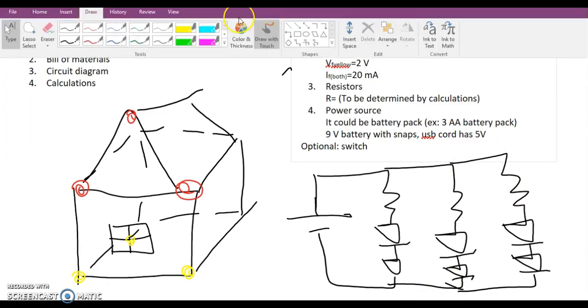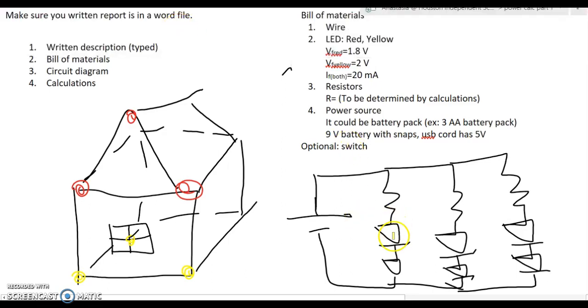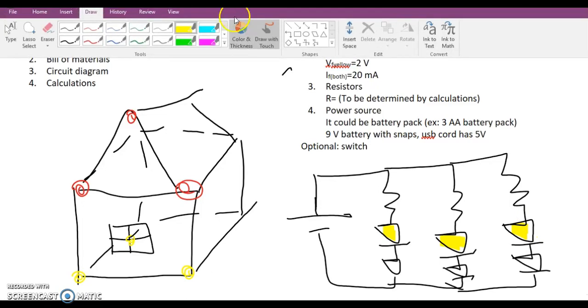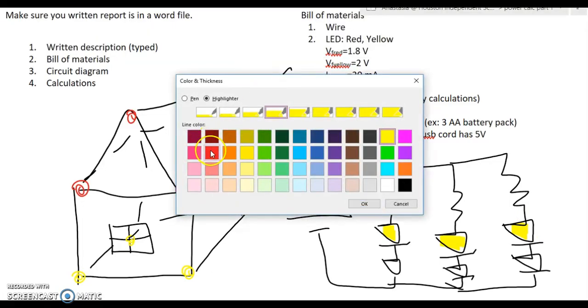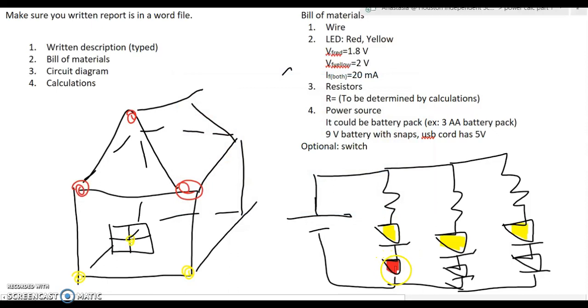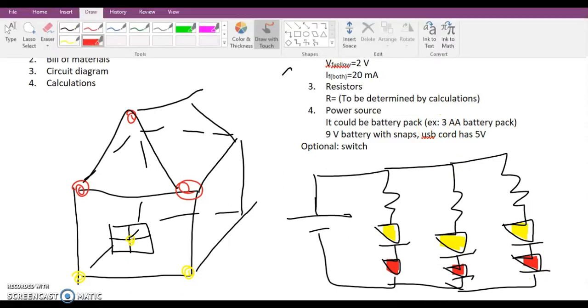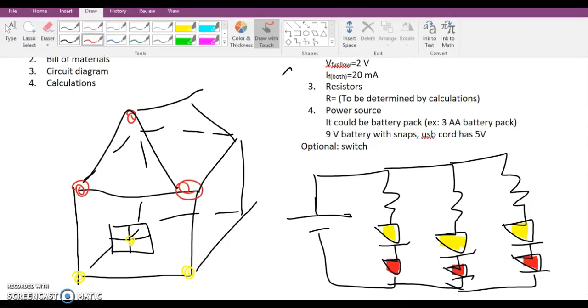Okay, so which LEDs are which? So this is going to be my yellow. This is going to be a yellow. And this is going to be yellow. And the other ones will be red. This one's going to be my red, and my red.